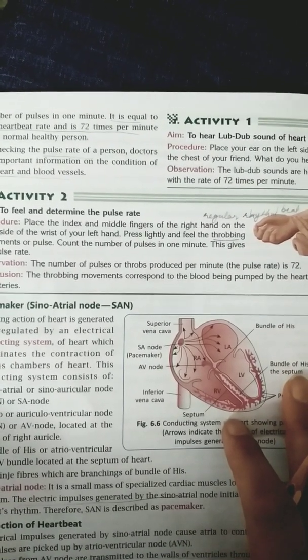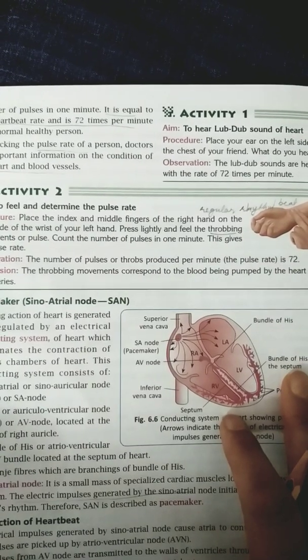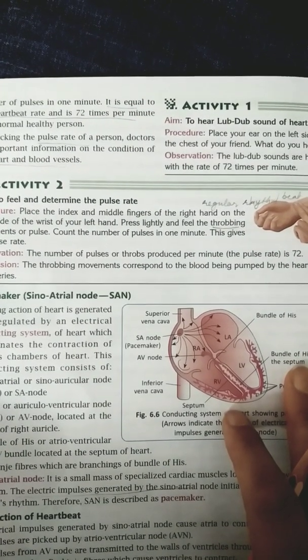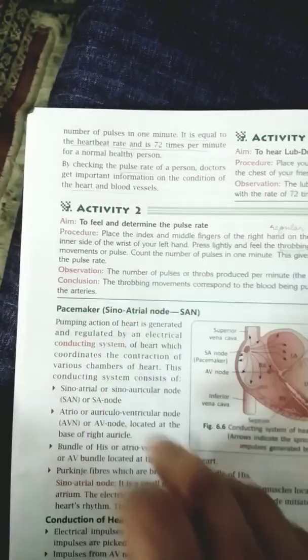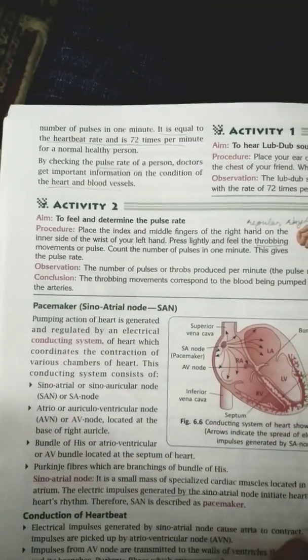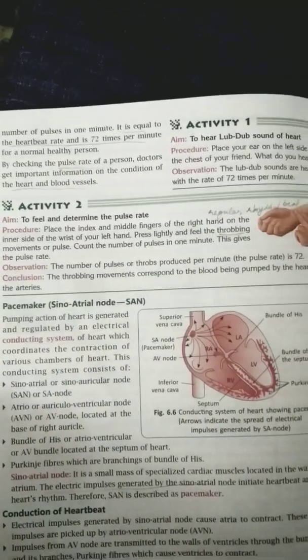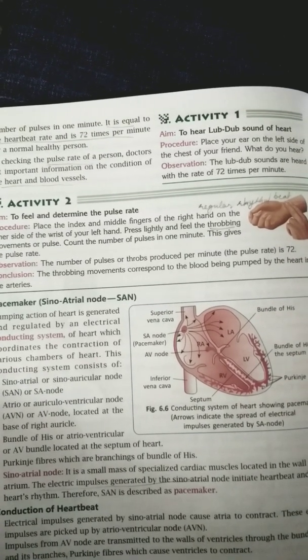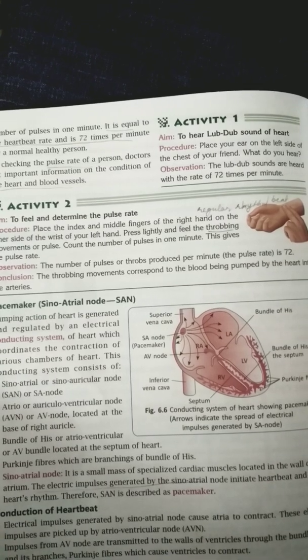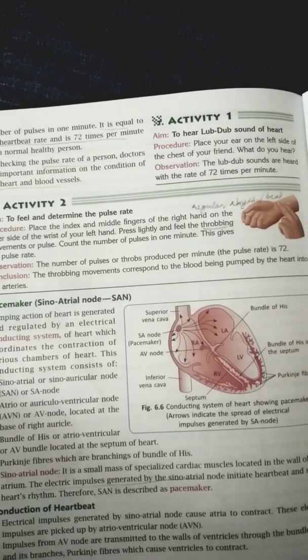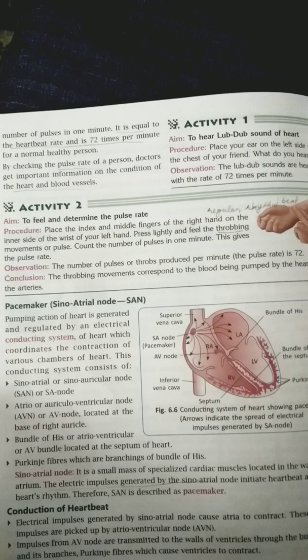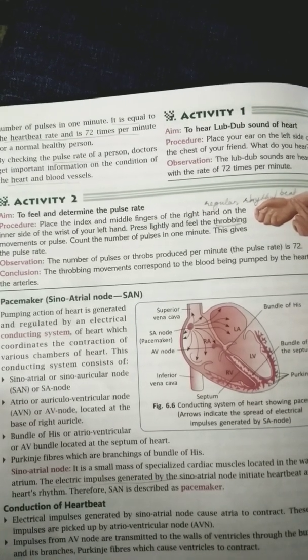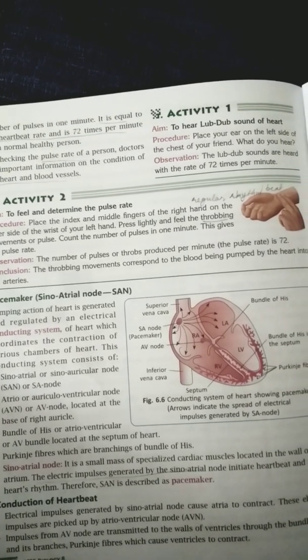If we check it for 1 minute, the rate of heartbeat comes out to be 72 times. Similarly, in activity number 2, to check the pulse rate, we put our index or middle finger on the right hand side, inner side of the wrist, and then we try to feel the pulse. That is a regular throbbing or regular rhythm or beat of the pulse. And when we count the pulse for 1 minute, it comes out to be 72.